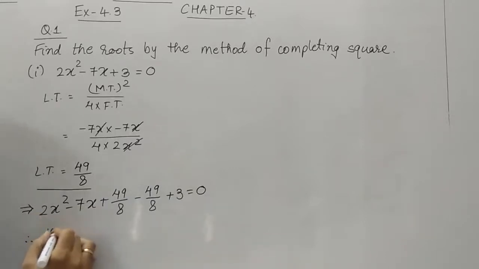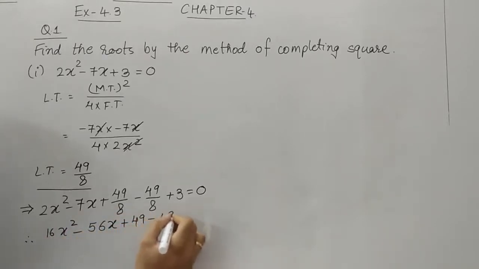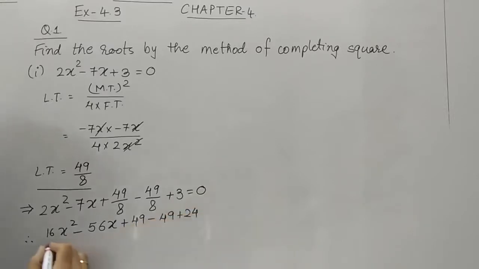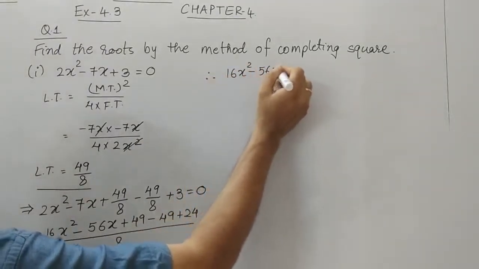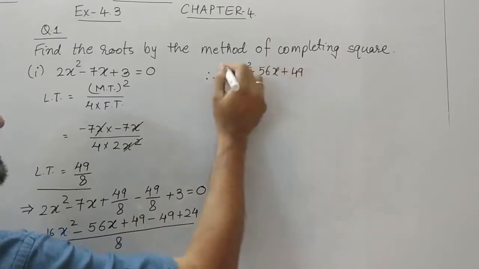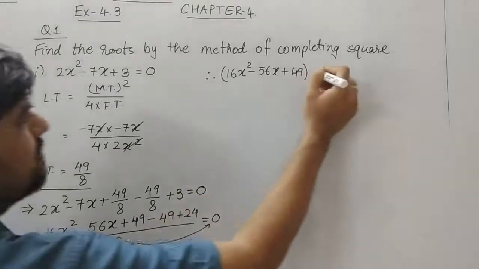So 8 twos are 16x square, 8 sevens are 56x. This as it is. This term also as it is. And 8 threes are 24. And the denominator as it is. Now let us simplify the numerator. The 16x square minus 56x plus 49. We should remember this 3 terms should be a pair and it must be a perfect square trinomial. When I take this 8 to the right hand side it will be 0, and the plus and minus will be minus 25.